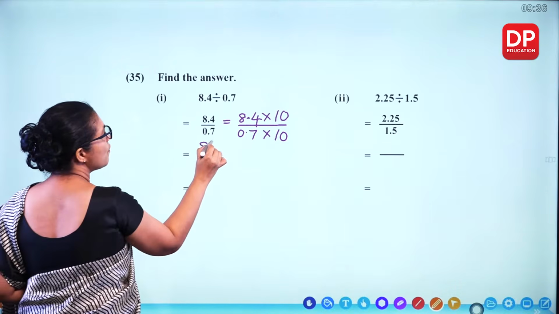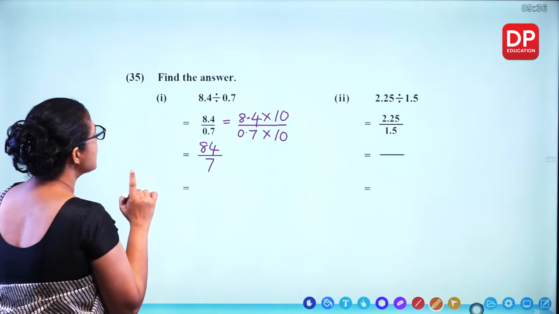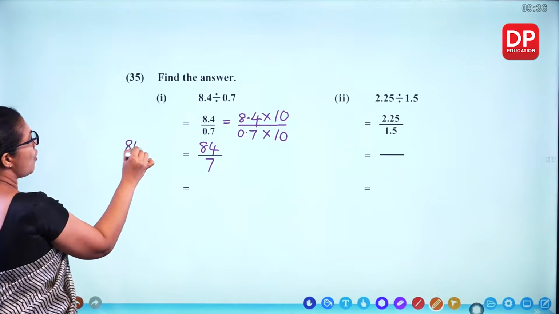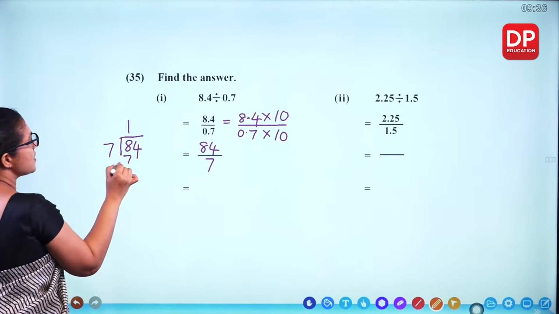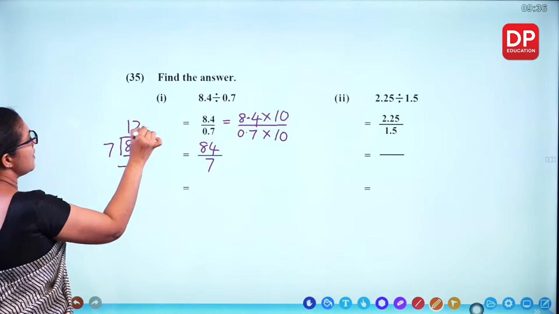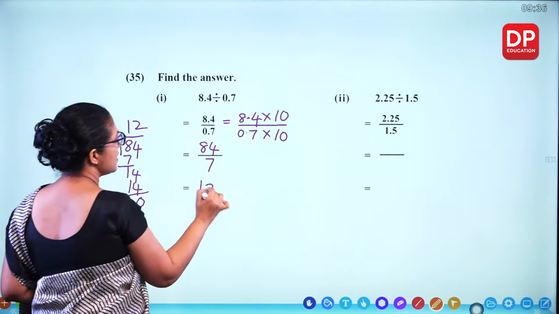You get 84 over 7. What's 84 over 7? Long division. 7 times 1, 7. For 14, that's 2. So 12 is the answer.